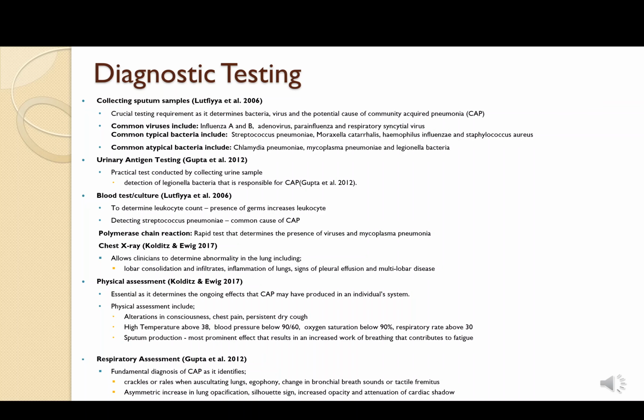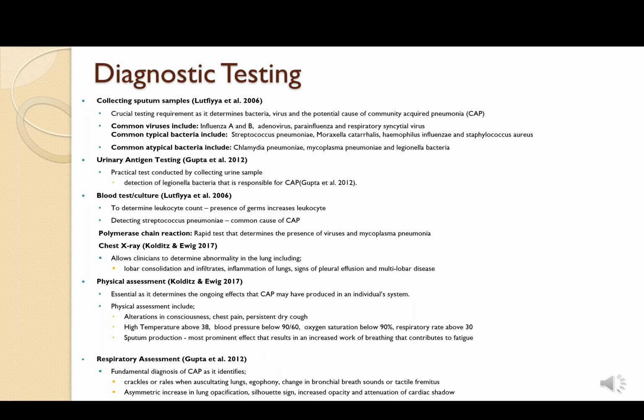Blood tests and cultures are also taken when diagnosing community-acquired pneumonia, for a suspected increase in leukocyte count caused by the immune system fighting the presence of germs within the lungs, and for the detection of Streptococcus pneumoniae, a typical bacteria visible in blood cultures causing community-acquired pneumonia. A polymerase chain reaction is also conducted, and briefly, it is a rapid diagnostic test for the detection of viruses and Mycoplasma pneumoniae.